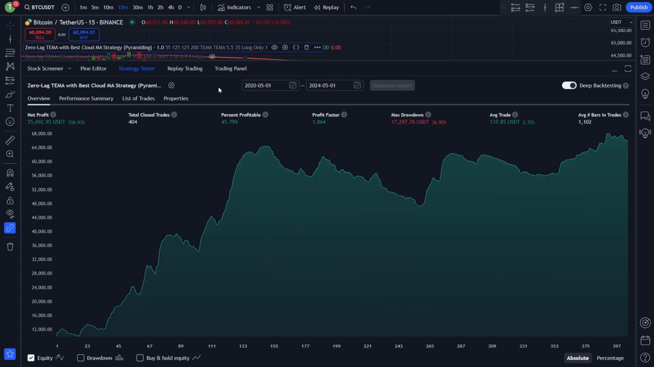Just a quick note, if you want to improve this, I would recommend you try adding an ATR stop loss or an ATR based trailing stop loss, as swing low swing high stop loss is not the best.